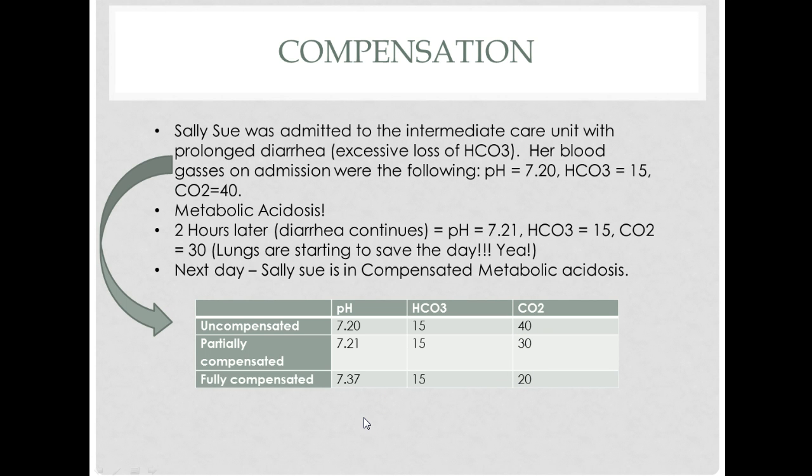The next day, Sally Sue is in compensated metabolic acidosis. Now, the reason we know it's compensated is that the pH is now within the normal range, but it's still lower. It's still a little acidotic, but it's within the normal range. Bicarb is still 15. She's still dealing with that diarrhea, but now her CO2 has dropped down to help with the pH issue. It's dropping the amount of acid. She's really breathing slowly, and it's allowing the pH to come up to normal range. You don't want your pH to stay in an abnormal range. It is really hard on your organs and things like that.